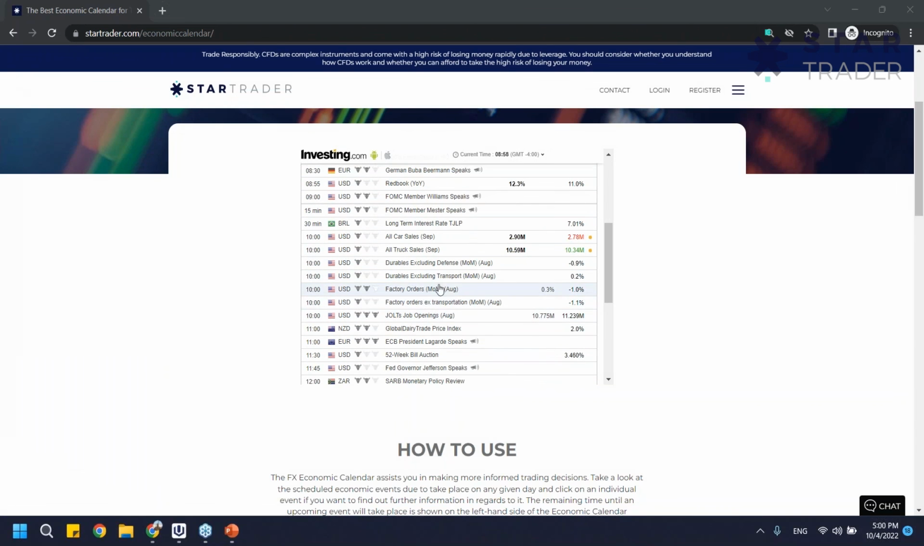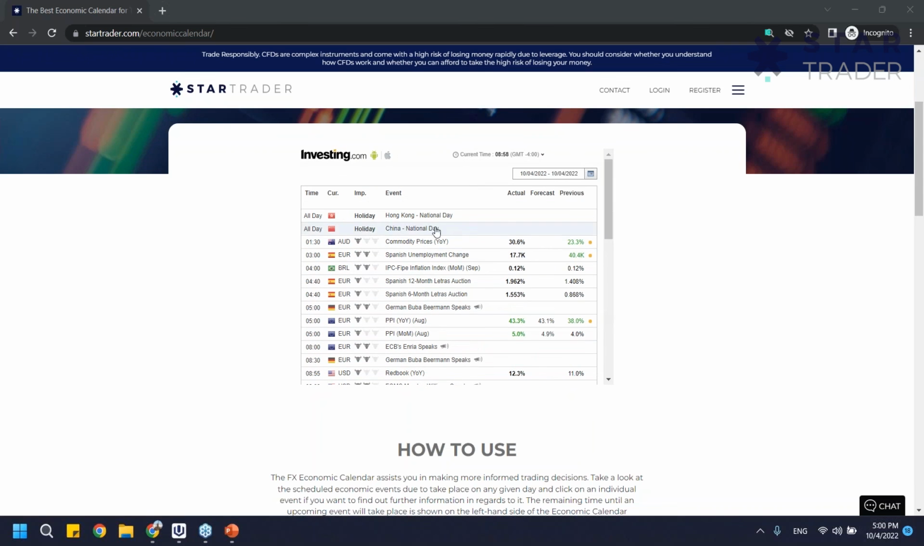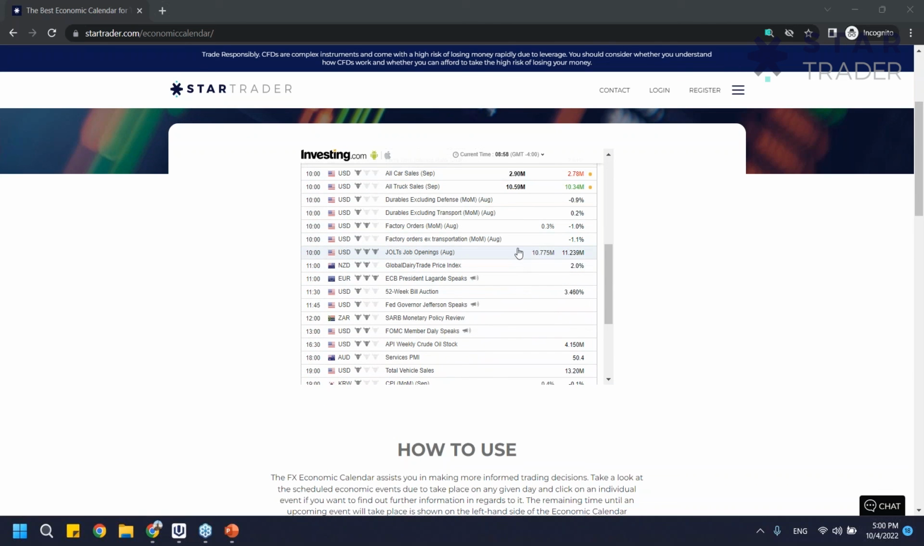But later on, at US timing, we will have the jobs opening report in the US. This is the timing, and this is the impact. You have 3 points here, which means high impact. Additionally, we have further information for you. We have the name of the news. We have the actual for the news that were released today, but for the ones that have not been released yet, it's not there.